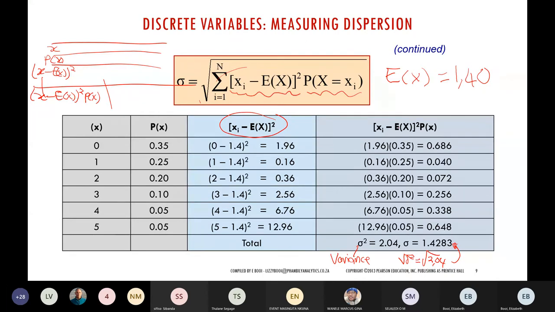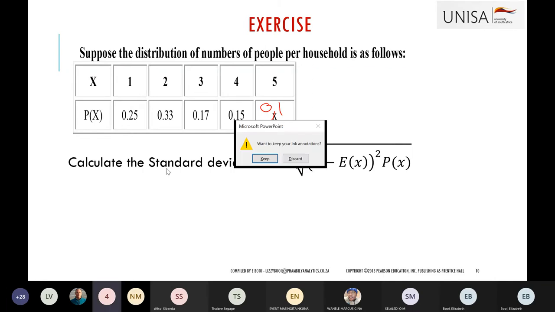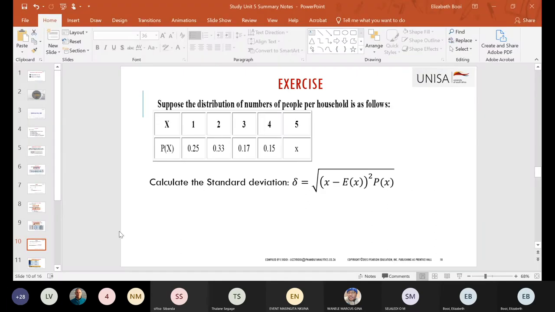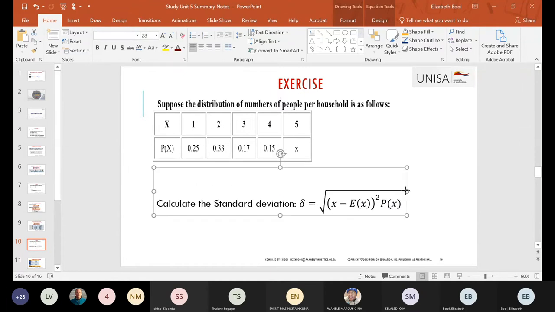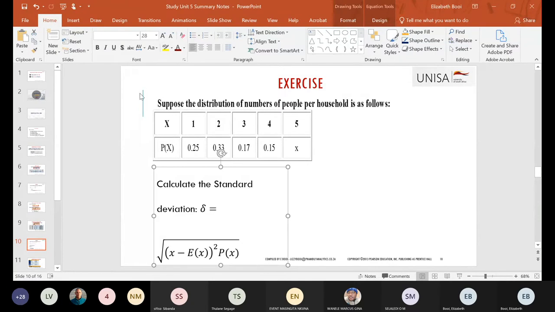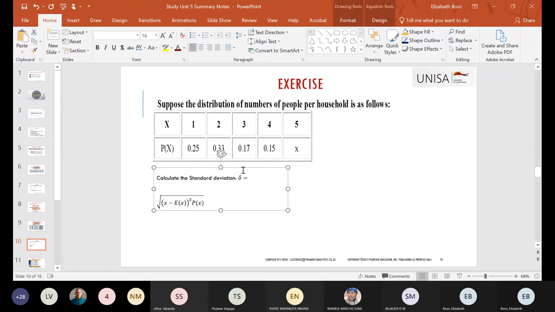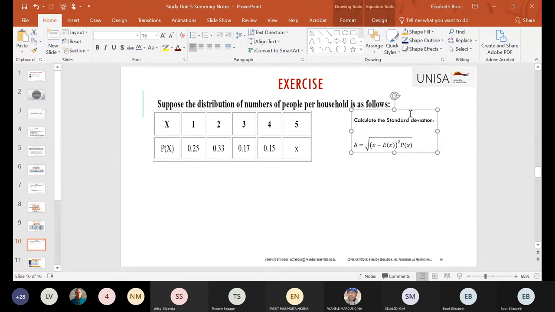Let's look at our own example so that we can have a feel for doing the real calculation. We're going to work together because I also don't have the answers to this. Remember that we calculated this as 0.1. Now I'm going to make this smaller and pop it right here so that we can always have the formula next to us. We need to be calculating the standard deviation.